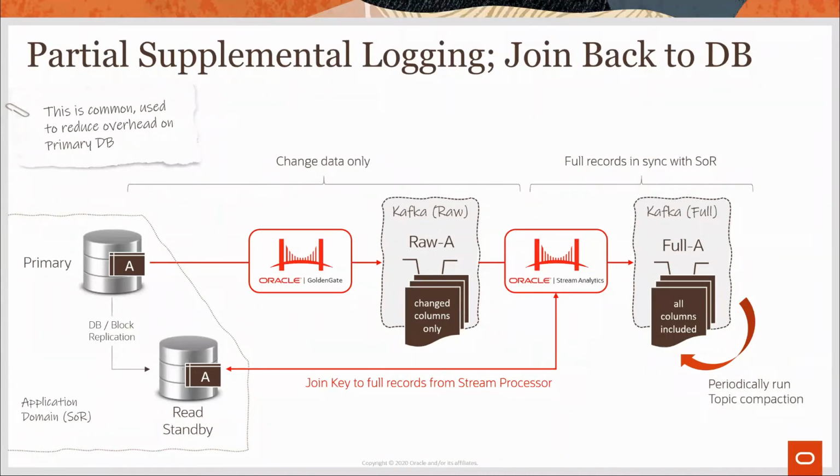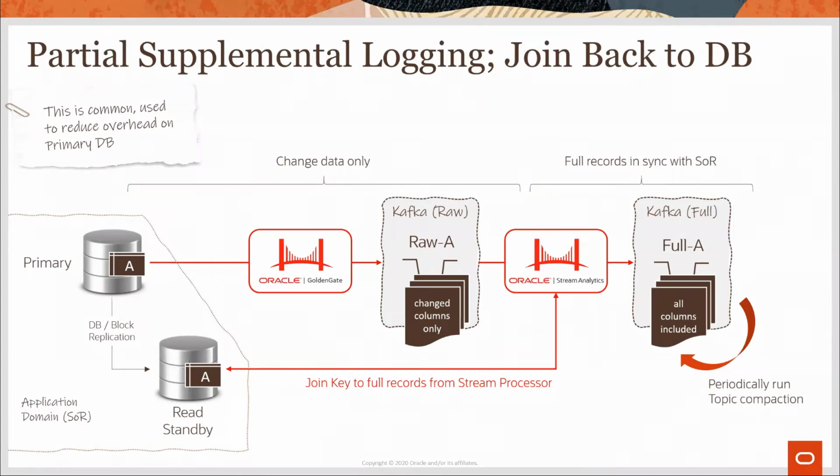When partial supplemental logging is utilized, one significant issue to overcome is how to reproduce the full record in Kafka if your consumers require it. A solution to this problem is included with GoldenGate. GoldenGate for Oracle includes access to Active Data Guard for the Oracle database, and Data Guard is an example of a physical replication or a block level replication tool that can easily create a read standby system. The read standby system can then be used to join back to the partial supplemental records, which are being processed by GoldenGate and the GoldenGate stream processing platform.